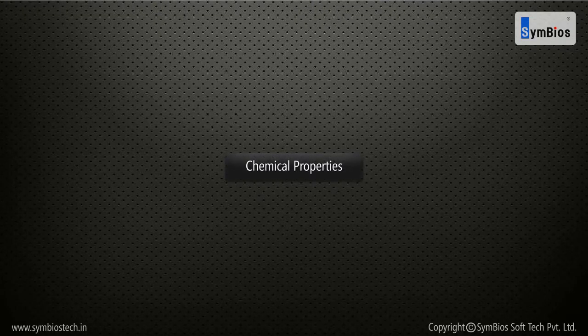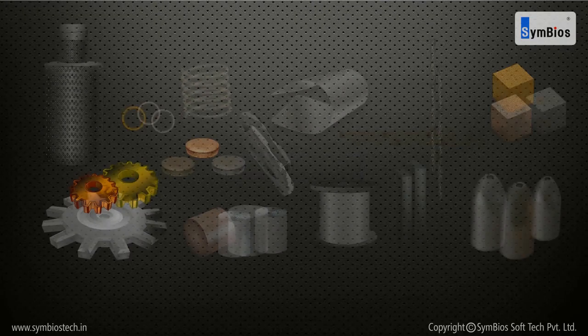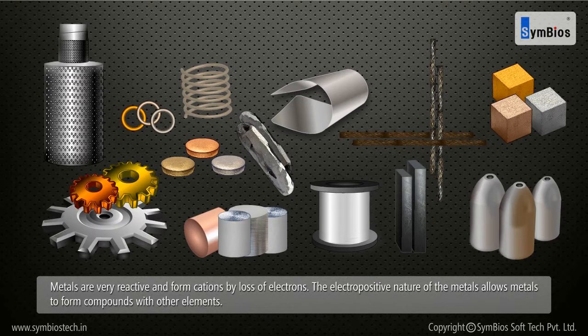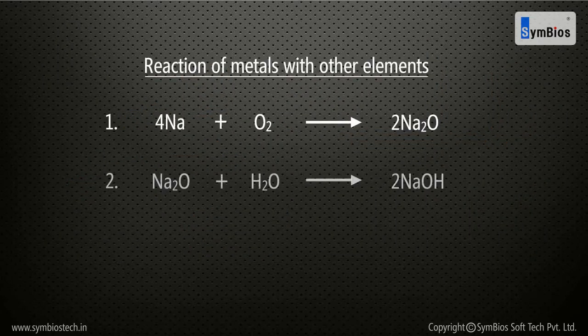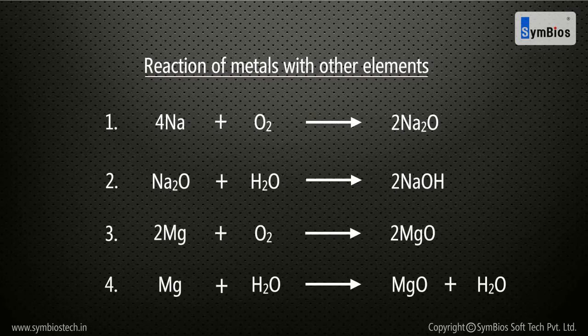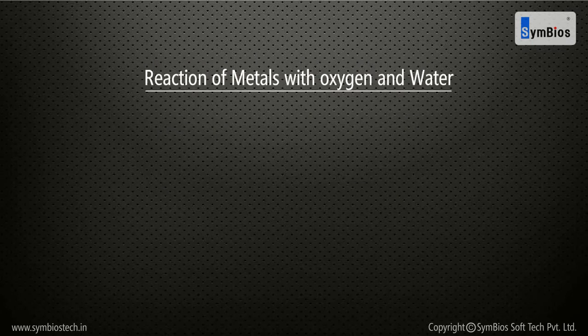Chemical properties. Metals are generally very reactive and form cations by loss of electrons. The electropositive nature of metals allows metals to form compounds with other elements. Reaction of metals with other elements. Reaction of metals with oxygen and water.